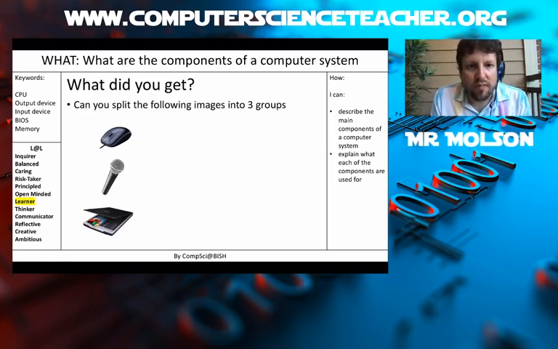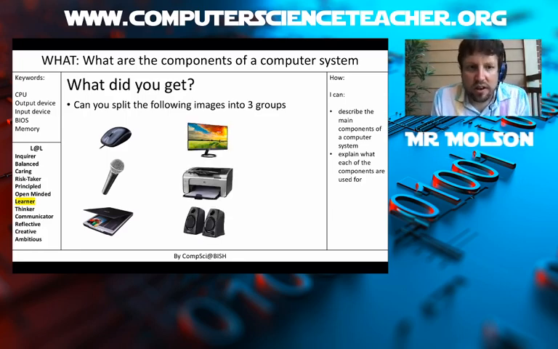So this is my first group. Hopefully you recognize each one of these. In my first group I've got a mouse, a microphone, and you might not recognize this third one. That's a scanner. Some of you may have one of those at home, some of you may have it on top of a printer. Often they come as an all-in-one device, a scanner and a printer together. They've all got something in common. I want you to think about what you think they all have in common, and we'll talk about it at the end of the lesson.